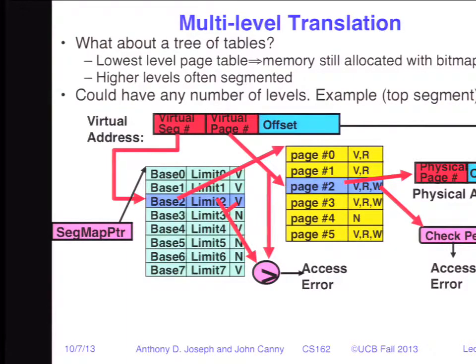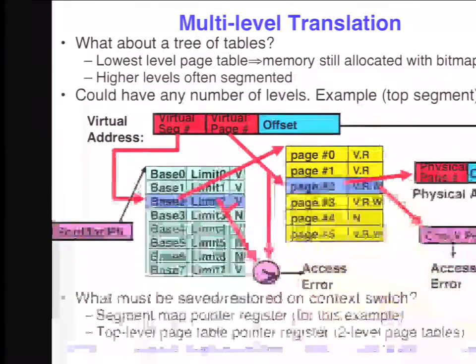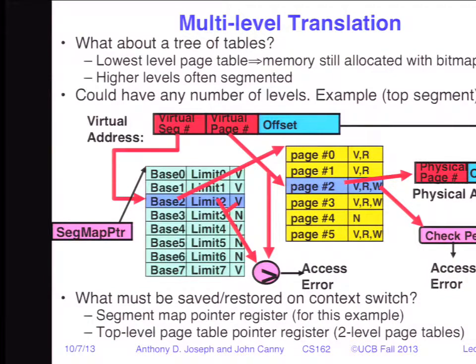Okay. So what do we have to save on a context switch, and what do we have to restore? Well, if we have a scheme like this where our top level is a segment, then we have to save this segment map pointer register, which tells us where to find the segment table in memory, the segment map. If our top level was a page table, so if we had a page table on top of page table, and I'll show you a picture of that in just a few minutes, then we'd have to save the pointer to the top level page table. That would be a register also. So in both cases, we need to just save a register in order to do our context switch, and then restore a register for the new address space.